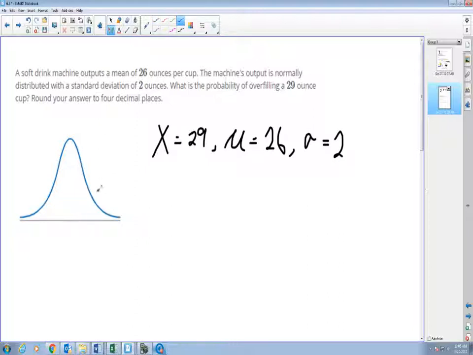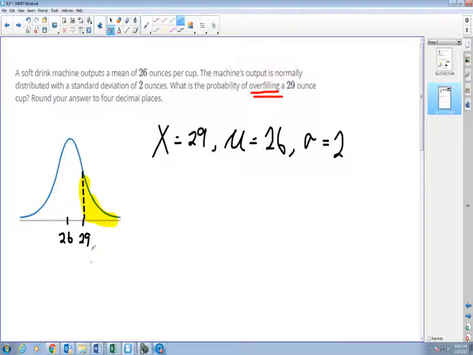Alright, so I know the mean 26 is in the middle. 29 should be a little bit to the right. Before I convert to a z-score, what am I looking for? To the right or to the left of my 29 ounces? When they say overfill, that means more. So the wording overfill tells me I need to look at what is to the right. What's my probability of overfilling? That means I want more than 29 ounces.